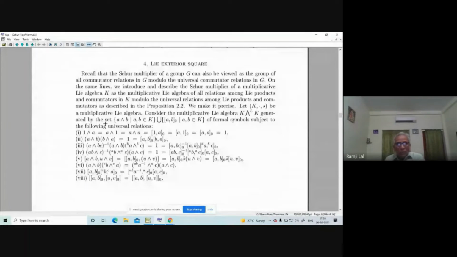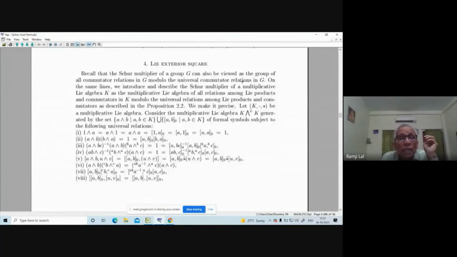So recall that the Schur multiplier of G can also be viewed as the group of commutator relations modulo the universal commutator relations on G. Only three relations, you remember, only three relations. Those two relations which were also universal commutator relations were the problem for all the discussions.